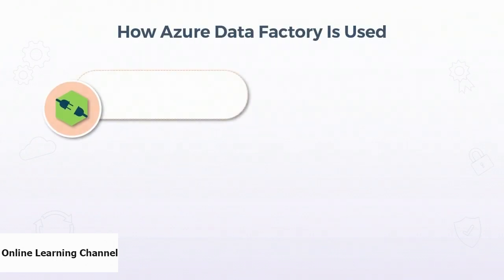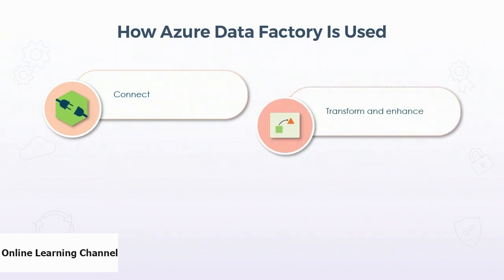So lastly, let's talk about how we would go about actually using it. Well, the very first thing anyone would do is establish a connection to the various data sources involved. And this is done by first creating a linked service, and then you can create datasets to use in pipelines. Then, in those pipelines, you can create activities that will transform, augment, or otherwise enhance your data however you want.